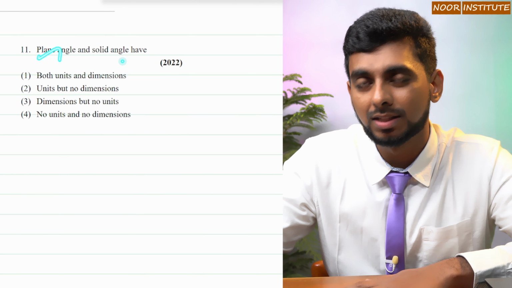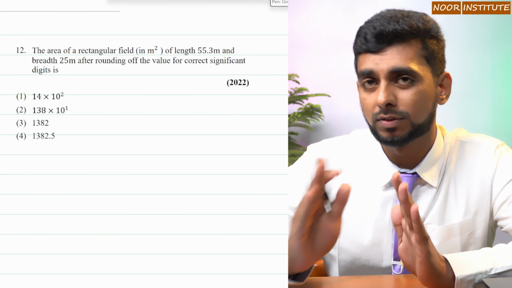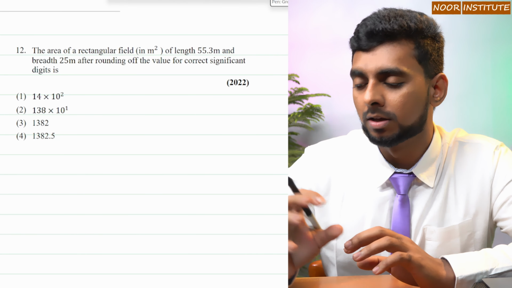Next sum is based on significant figures. What they have given here is the area of a rectangular field of length 55.3 meter and breadth 25 meter. So I need to find the area, and what they've given is the length and the breadth, 55.3 meter and 25 meter. After rounding off the value for correct significant digits is, so I'll have to find the area and then round it off according to the significant figures. Here I'll have to do the multiplication. In the multiplication, I'll have to consider the least number of significant figures with respect to both those terms. If I do the multiplication, I'll get something like this.